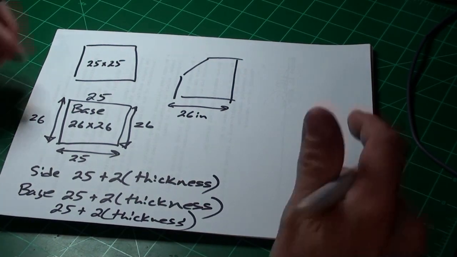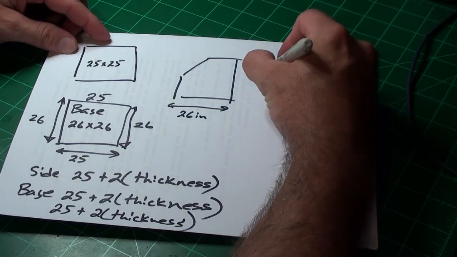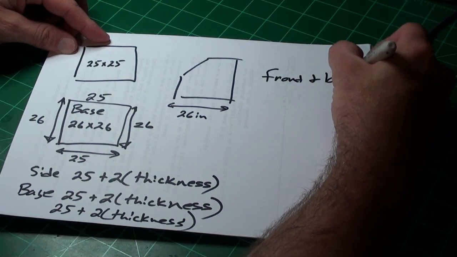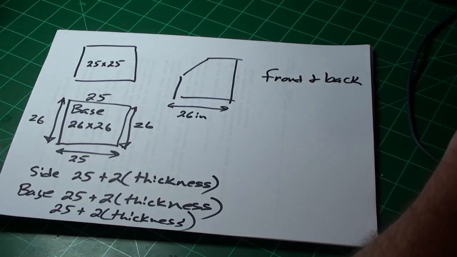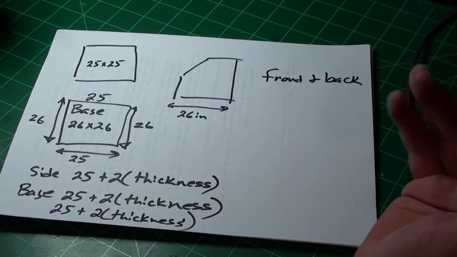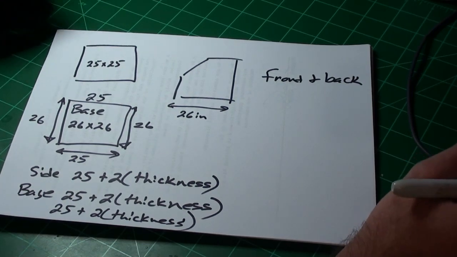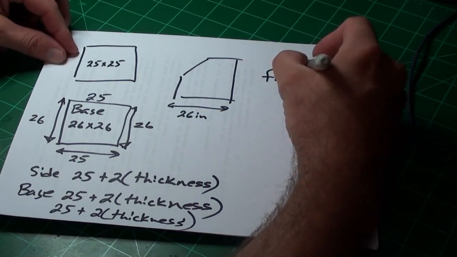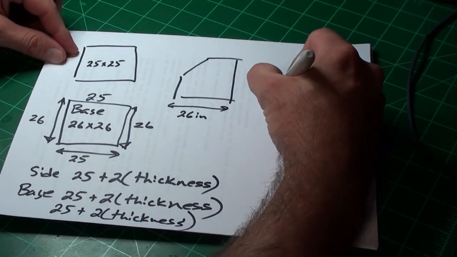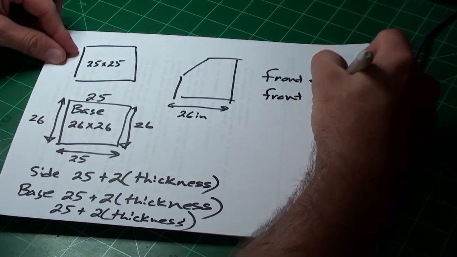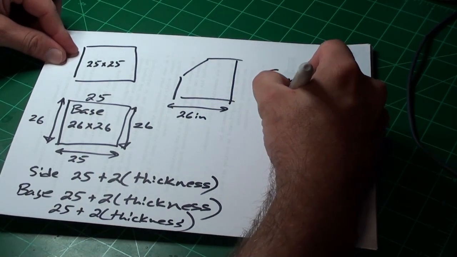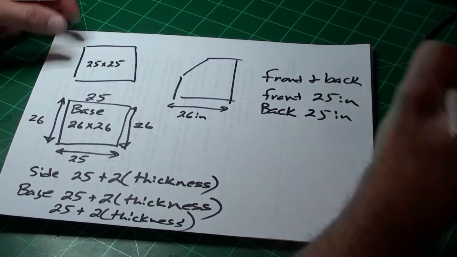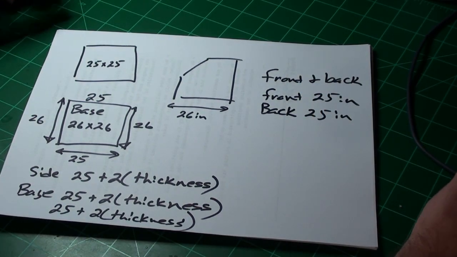Now for the front and back. Because they're going to fit between the 2 sides, I don't have to add anything to the dimension here. So the front is going to be 25 and the back is going to be 25 inches. Okay. Height.